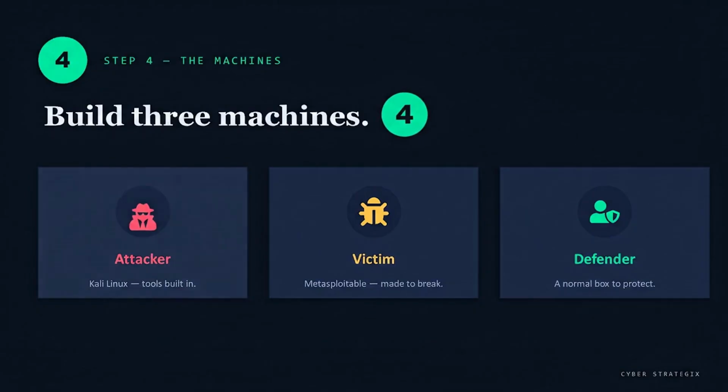Fourth, build 3 virtual machines. 1. An attacker box. Kali Linux comes loaded with security tools. 2. A victim box. A deliberately vulnerable system like Metasploitable, built for practice. 3 is optional. A normal system to defend. Download the images, create the VMs, and you have a whole network on one laptop.